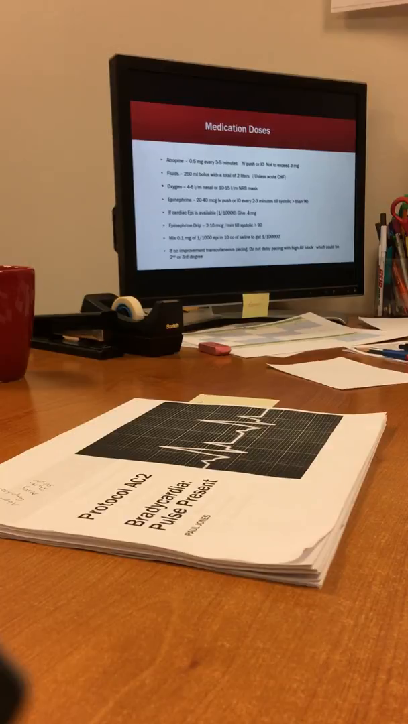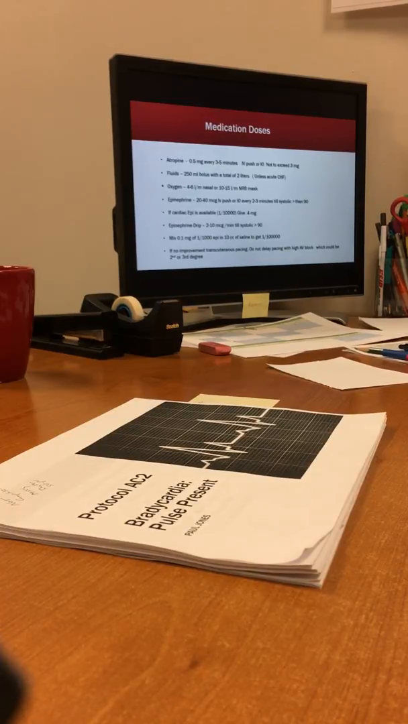Epinephrine, you can give 20 to 40 micrograms IV push or IO every 2 to 3 minutes till systolic is greater than 90. If you give cardiac epi, if it's available, you give 0.4 milligrams of 1 to 10,000. Your epi drip is 2 to 10 micrograms a minute till systolic is greater than 90. So 90 seems to be the magic number that you're shooting for.